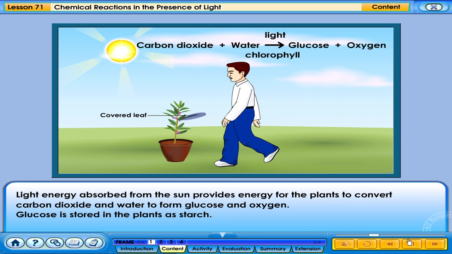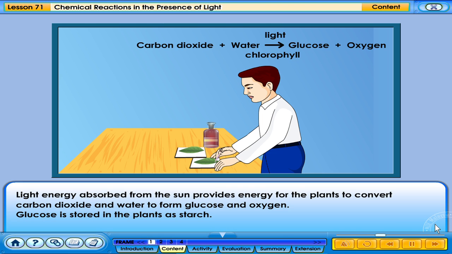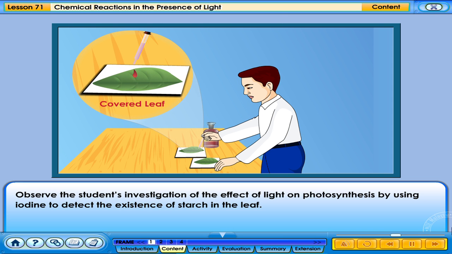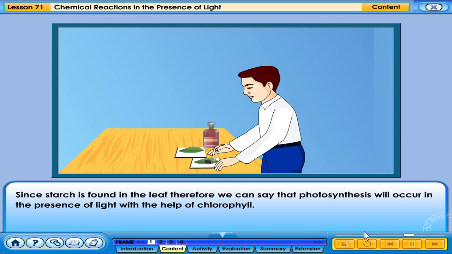Light energy absorbed from the sun provides energy for the plants to convert carbon dioxide and water to form glucose and oxygen. Glucose is stored in the plants as starch. Observe the student's investigation of the effect of light on photosynthesis by using iodine to detect the existence of starch in the leaf. Since starch is found in the leaf, we can say that photosynthesis will occur in the presence of light with the help of chlorophyll.